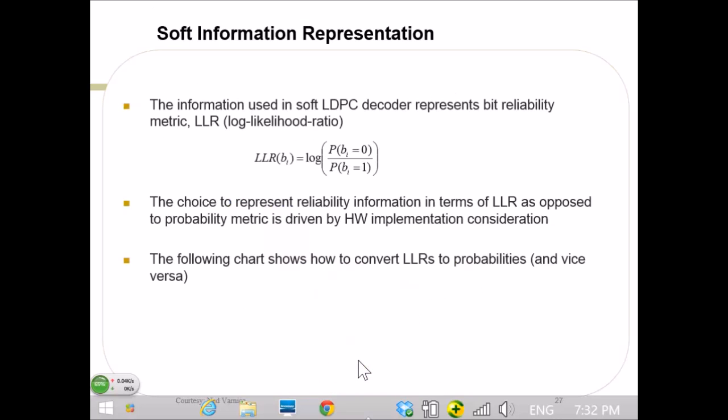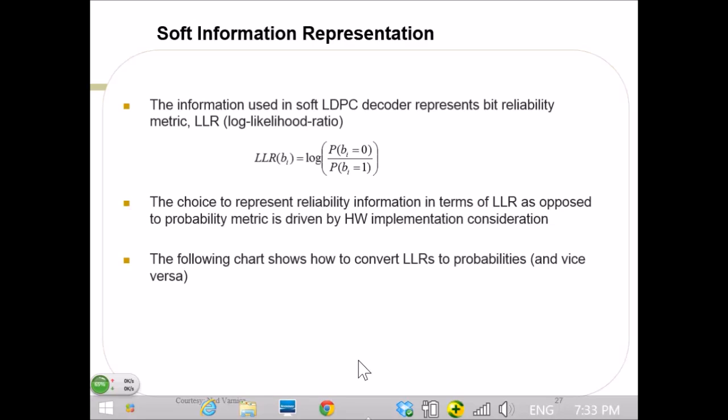And now, what we did before is we simply looked at the number of unsatisfied checks and then flipped the bits, right? Now can we do a better job? Instead of simply flipping a bit, can we make an informed decision? Because when I receive a bit 1 or 0, let's say I'm sampling a voltage coming from the flash, I would have some reliability associated with that.